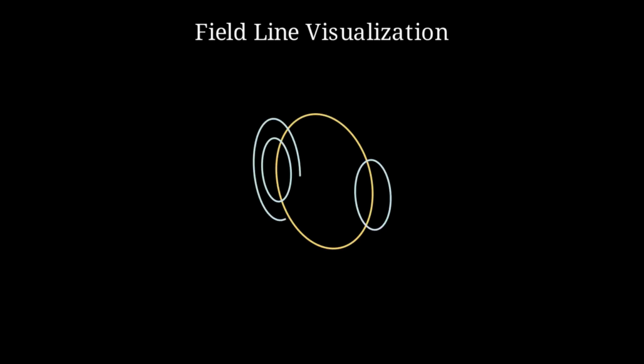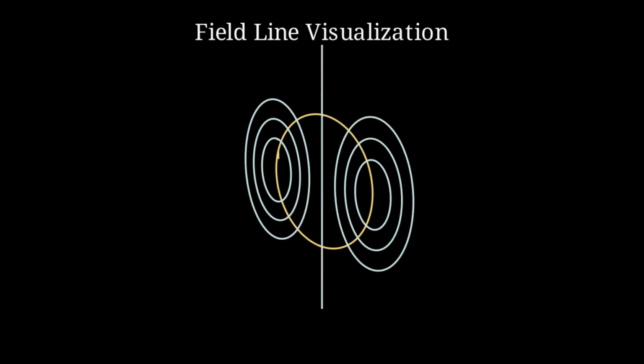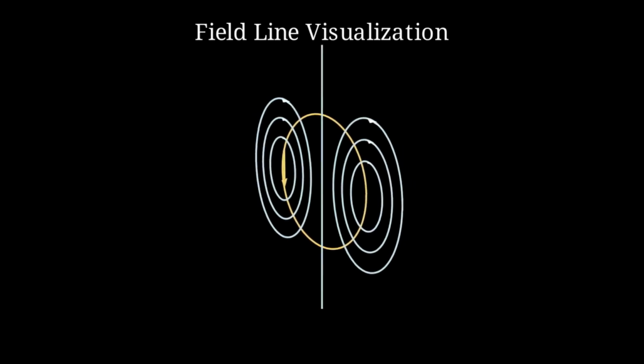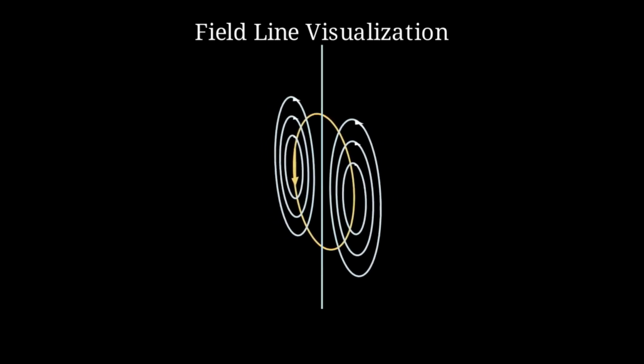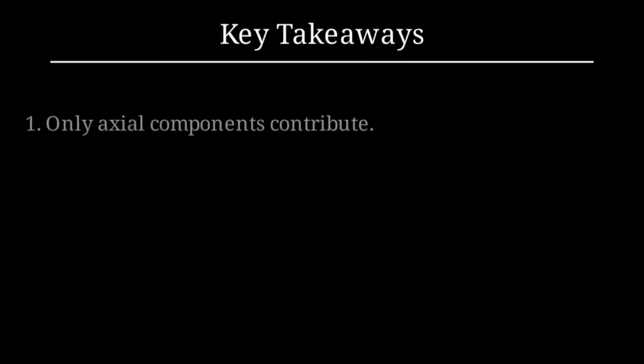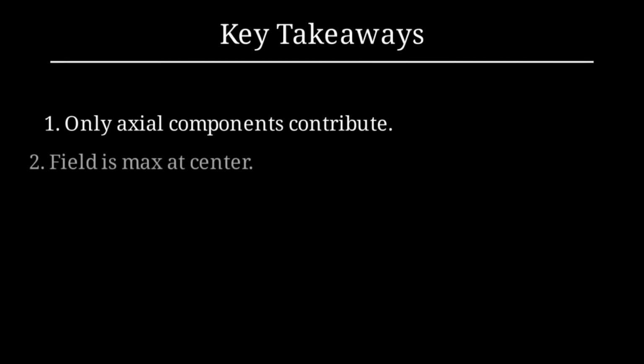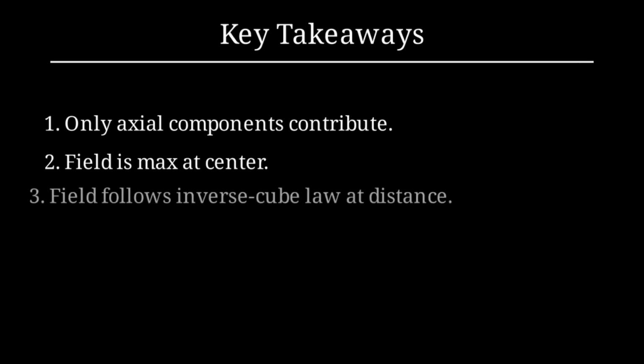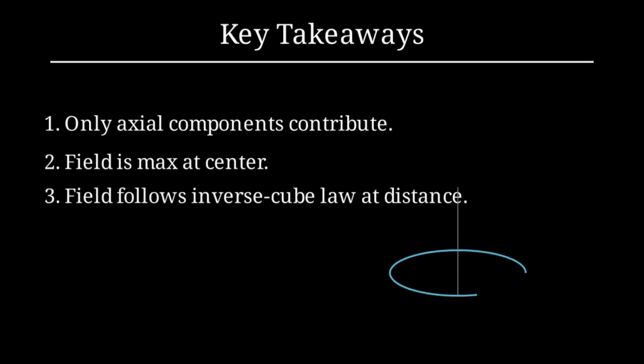axis. Visually, the field lines are straightest and most concentrated at the center of the axis. As you move away, they curve back around the wire, forming continuous closed loops as required by Gauss's law for magnetism. To summarize, symmetry cancels perpendicular field components, the field is strongest at the loop center, and it diminishes rapidly as you move along the axis. These principles are vital for designing solenoid coils and MRI machines.